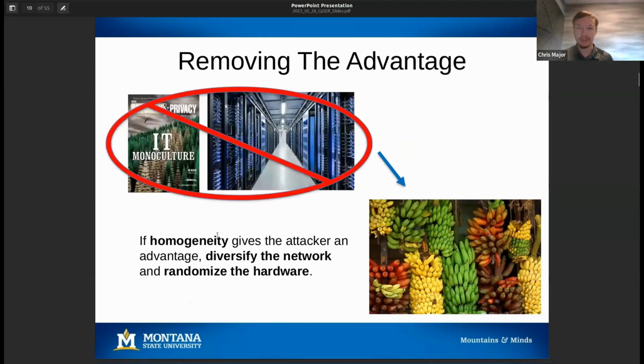All right, let's go to the next slide here. So if homogeneity is a problem, even given its advantages for development, if homogeneity gives too much advantage to attackers and malicious agents, well, it seems logical the best way to go about trying to reduce the ease of malware would be to diversify the network and randomize the hardware. So in a sense, we want to try and remove the homogeneity. This would be a technique that we call obfuscation.